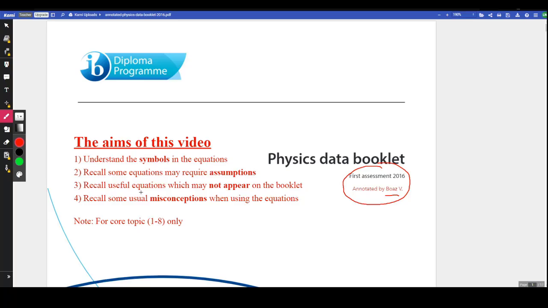Number 3 is that there are some equations that may be useful for your IB exam, but they do not appear in the booklet. So I'll try to add them in when we cover each chapter. And lastly, I'll also talk about some misconceptions that I found in the past. Notice that this video only covers the core topics, that means topics 1 to 8 only. For HL topics, if you find this video useful, you can let me know and I will think about making a similar one for the HL topics next year.